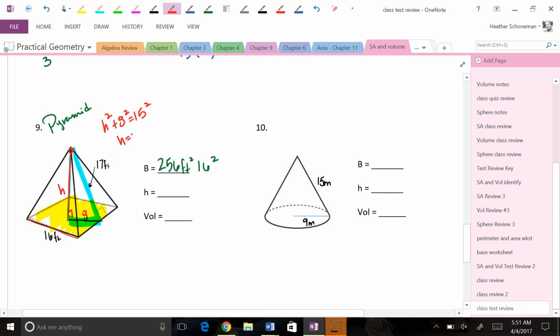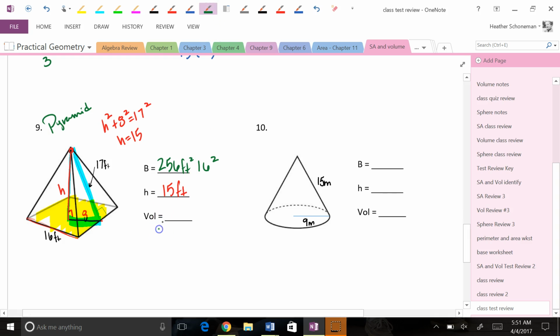Oh, I wrote down the wrong number. This is not 15. This is 17. Your height comes up to 15. Sorry. Okay. So then the height is 15 feet.